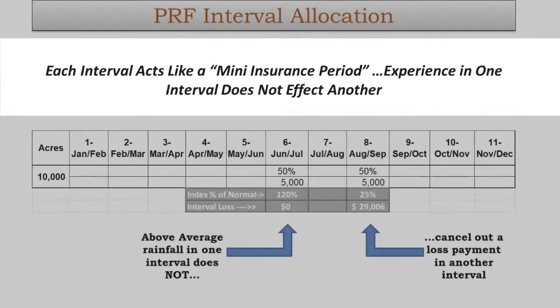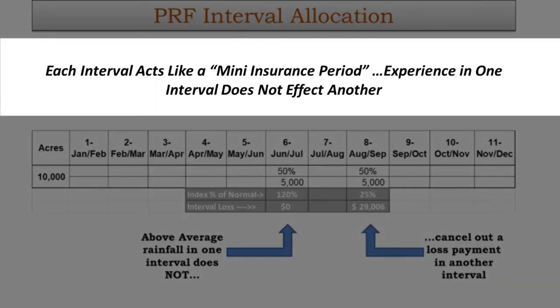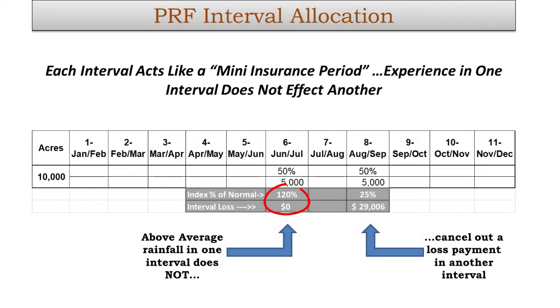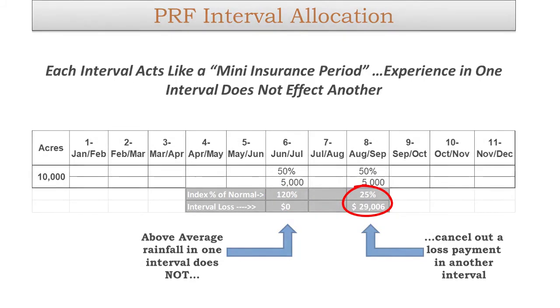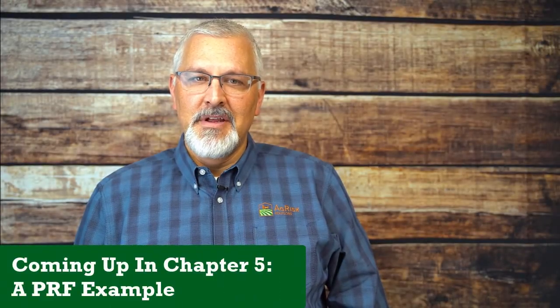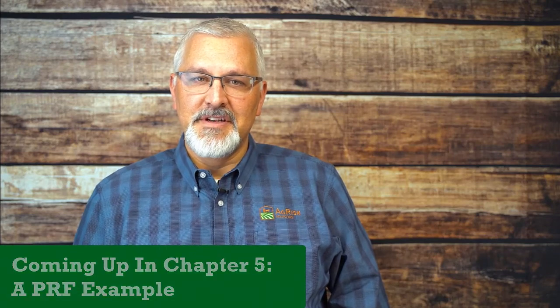One of the most unique interval features is that each interval acts like a mini insurance period. In other words, above average precipitation in one interval has no impact on a loss triggered from a dry interval. Thank you for your patience as we've laid the groundwork for understanding a PRF example. To see an example, please visit Chapter 5.